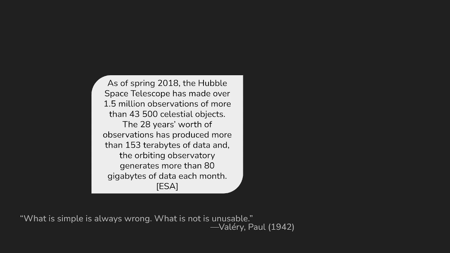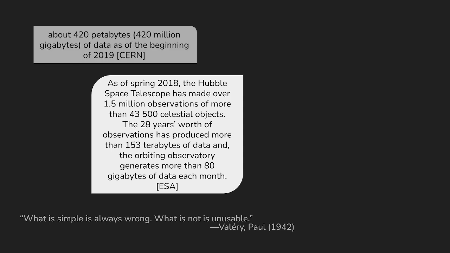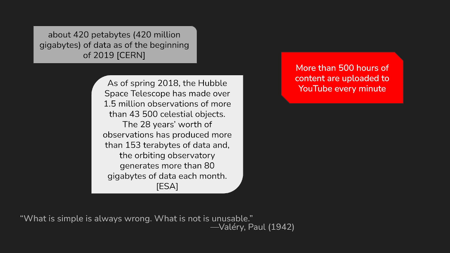The amount of data in general produced in the last years of humanity is exponentially more than during the previous years. For example, the Hubble telescope has created 153 terabytes of data. CERN has created 420 petabytes of data. This is 3 orders of magnitude more. And for YouTube, it's even worse, because according to a press release, there are more than 500 hours of content uploaded every minute.